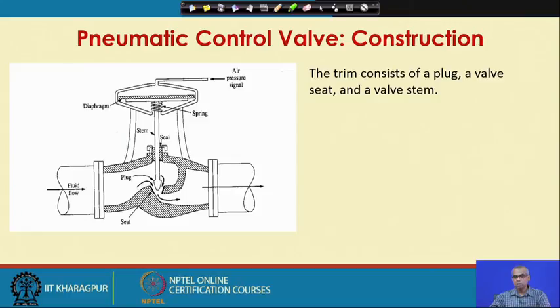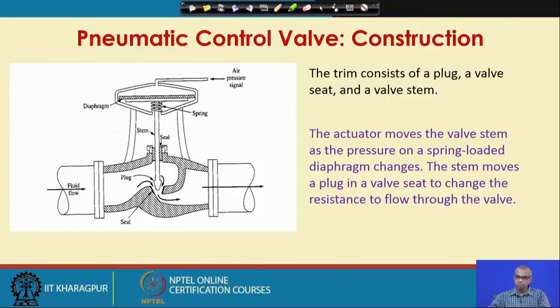The trim consists of a plug, a valve seat and a valve stem. So, valve stem, valve seat and the plug. The actuator moves the valve stem as the pressure on a spring loaded diaphragm changes. The stem moves the plug in the valve seat to change the resistance to flow through the valve.